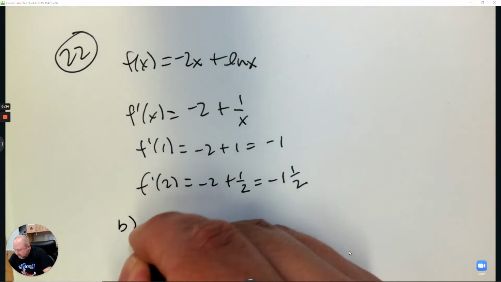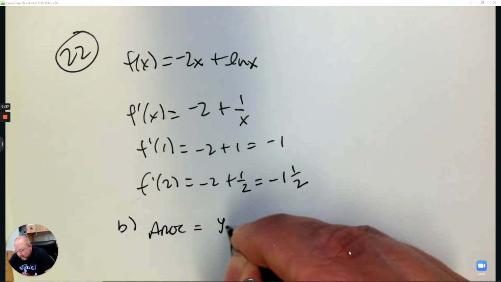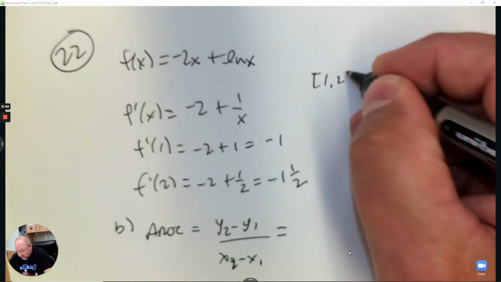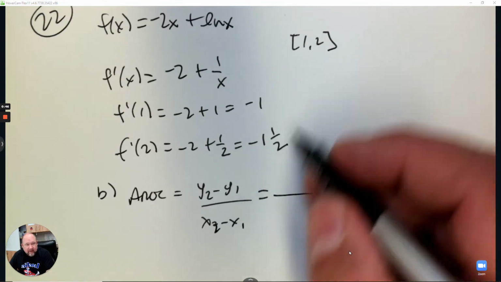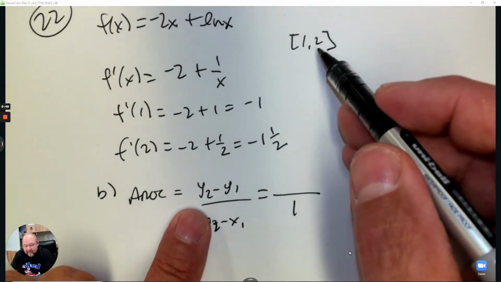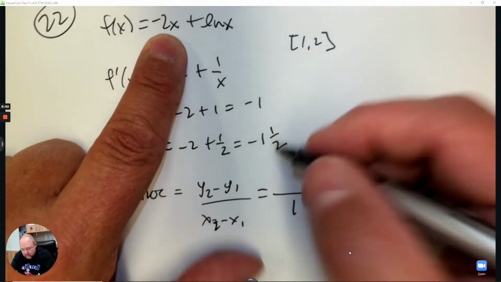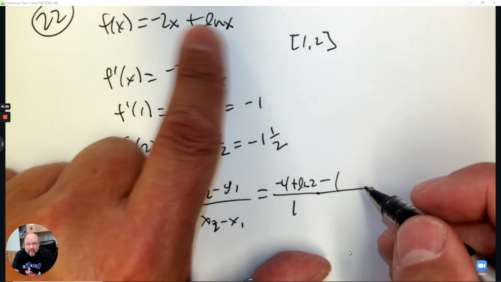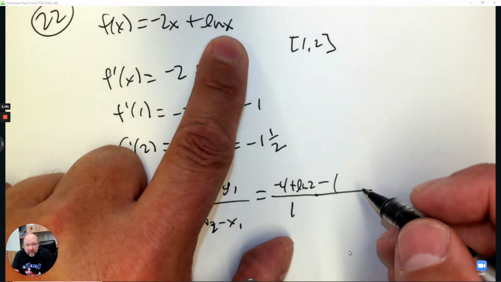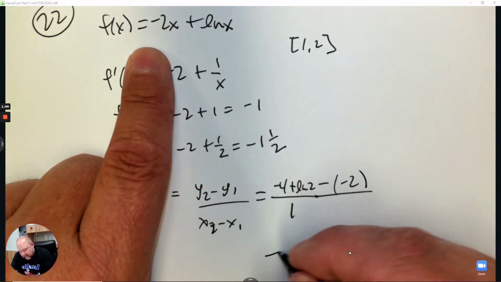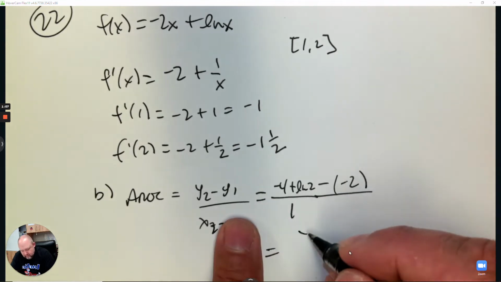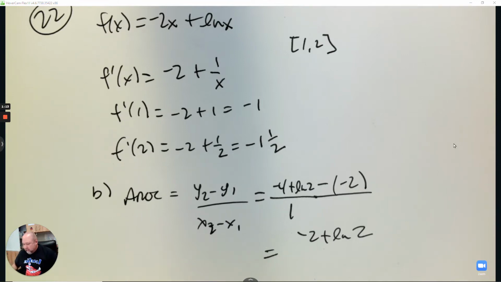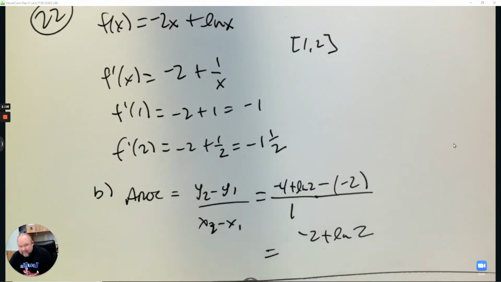Then in part B it says, find the average rate of change. Well, AROC is y2 minus y1 over x2 minus x1. And again, we're using from 1 to 2. So that's the denominator, 2 take away 1. And then I got to plug in. So I plug in 2, that's -4, and ln 2, subtract, use parentheses. Plug in 1, -2 times 1 is -2, ln 1 is 0. So that's just -2, and then you get your answer. So I got -4 plus 2, so I end up with -2 plus ln 2, divided by 1, which is just -2 plus ln 2. Done. See, they don't all have to be awful.